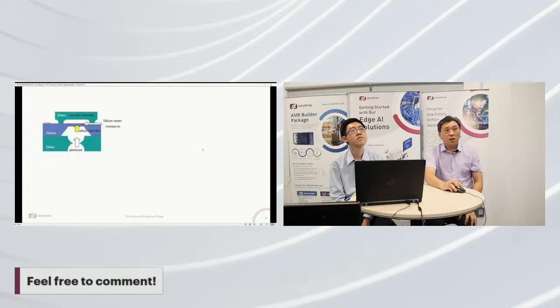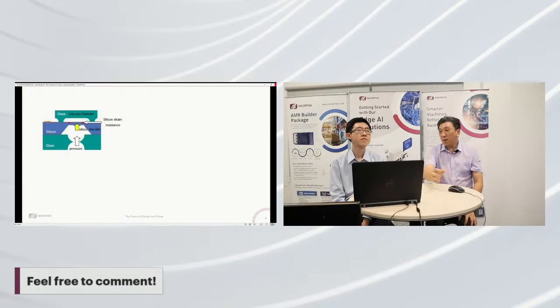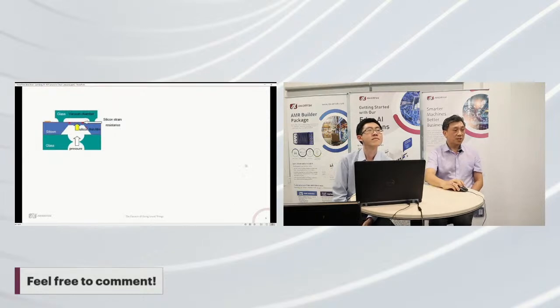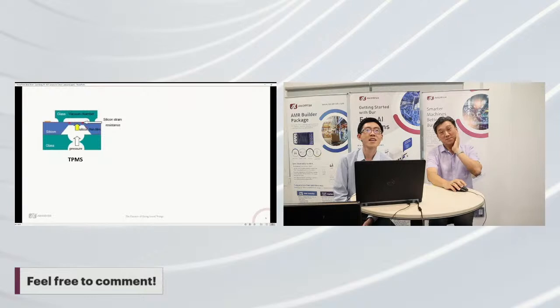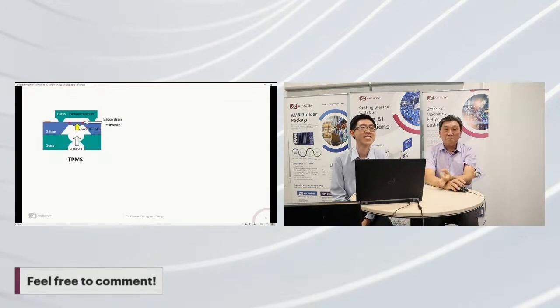Okay, there is one thing maybe I want to ask Ken Leong. Do you know what this is? What is TPMS? Maybe I ask the audience, what is TPMS? Don't know, first time seeing this diagram. Okay, so the TPMS is basically a tire pressure monitoring system.